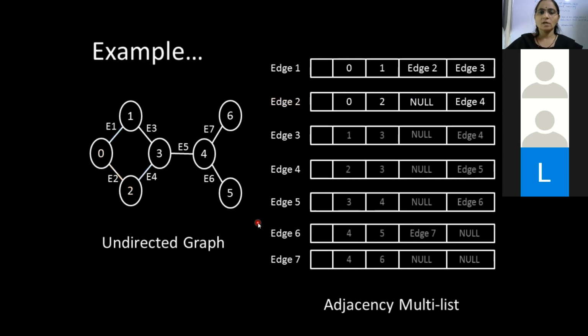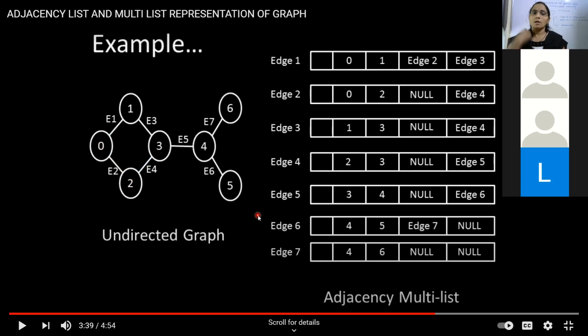Now, when we have seen, in case of the adjacency list representation, we use the vertex, but in case of the adjacency multilist representation, it is based on the edges. And that's why, see, this is one of the graphs which is given to you. This graph is an undirected graph. This graph consists of 7 nodes starting from 0 to 6, and the number of edges is 7. So first of all, you have to label each box as edge 1, edge 2, edge 3, edge 4 up to edge 7.